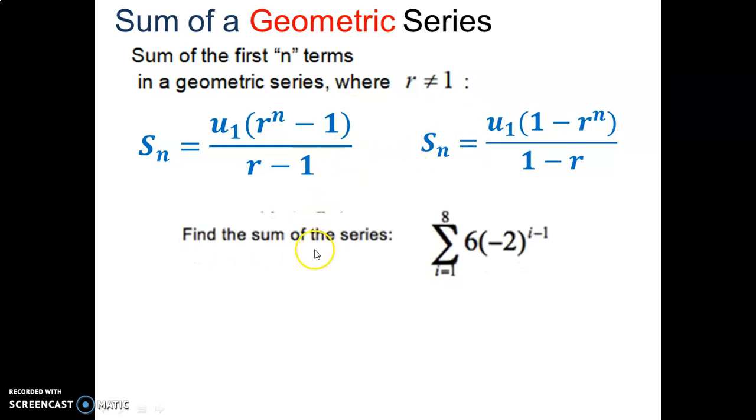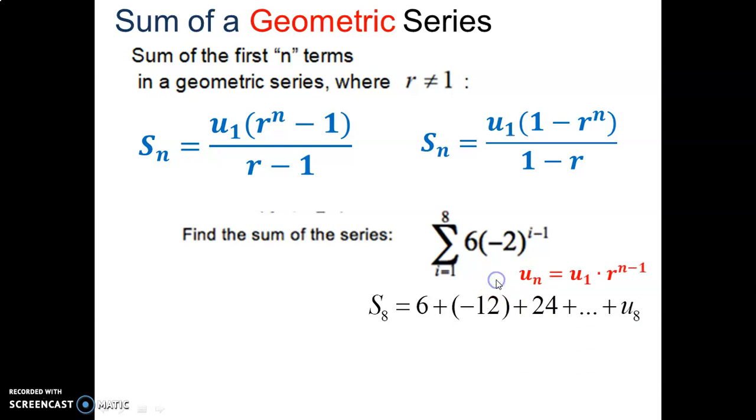Okay, here's the example we have on your page. We're talking about sums, so we have a sigma symbol here, and here's our geometric sequence, right? You remember a geometric rule looks like this, the general rule, and we can see those pieces here. So for example, u1 is going to be this number here, 6, and then we multiply by r, right? So here's our r value, negative 2, and then we see n minus 1, or i minus 1 in this case, because we're using i here for the sigma.